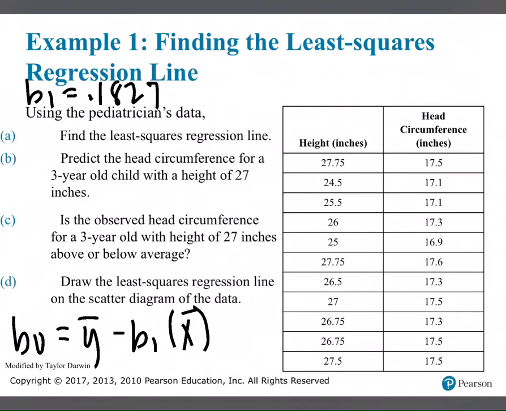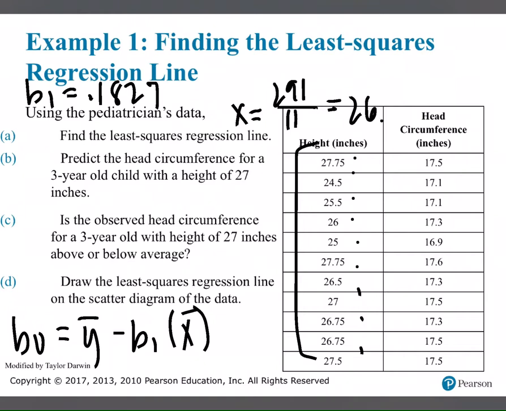And so we've already got b sub 1, but we have to find y bar and x bar. And remember, we've talked about x bar before. It was just the mean of all the x values. But we've got two now. We've got an x and a y. And so we're going to add up all those values for x and get 291 and divide by however many there are, in this case 11. And so basically the average height is 26.4545. But I only have room to write 2 decimal places.